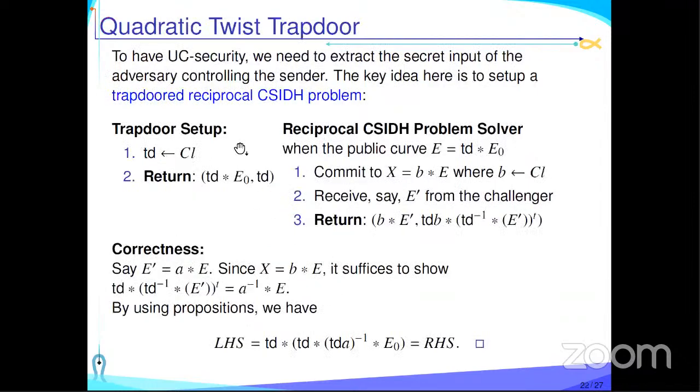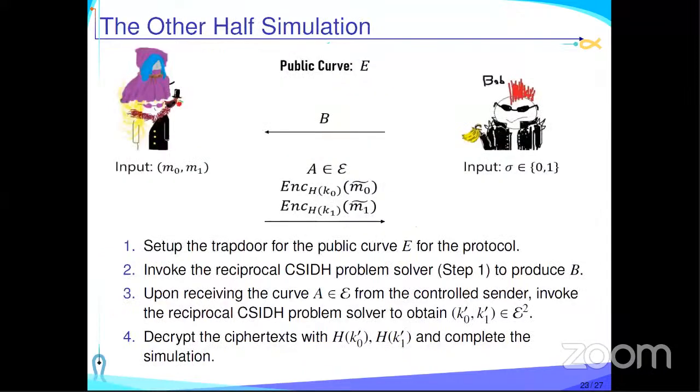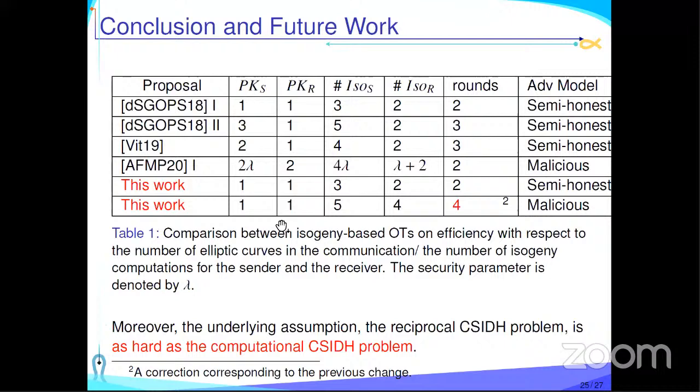And then we set up a quadratic trapdoor, which is a trapdoor algorithm for the reciprocal CSI problem. By using this trapdoor algorithm, you can solve any reciprocal CSI problem with respect to a specific public key. And then we use this trapdoor algorithm to complete the other half of simulation for the corrupt sender case. And then this is our final result. Our final result is a 4-round construction with only a constant number of isogeny computations. And that is UC secure against malicious adversaries.